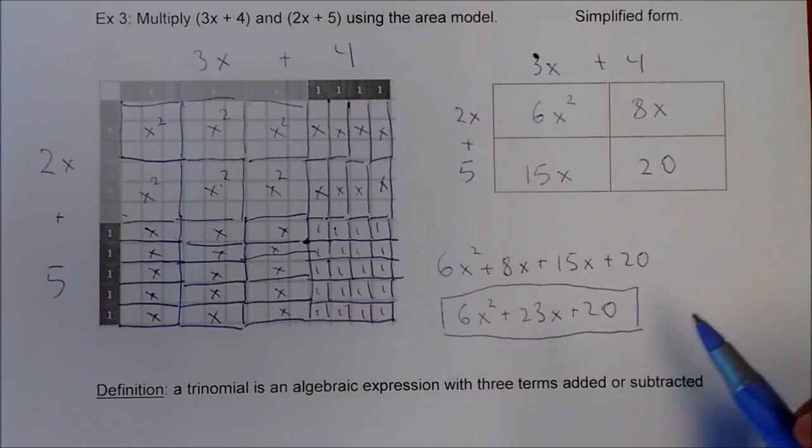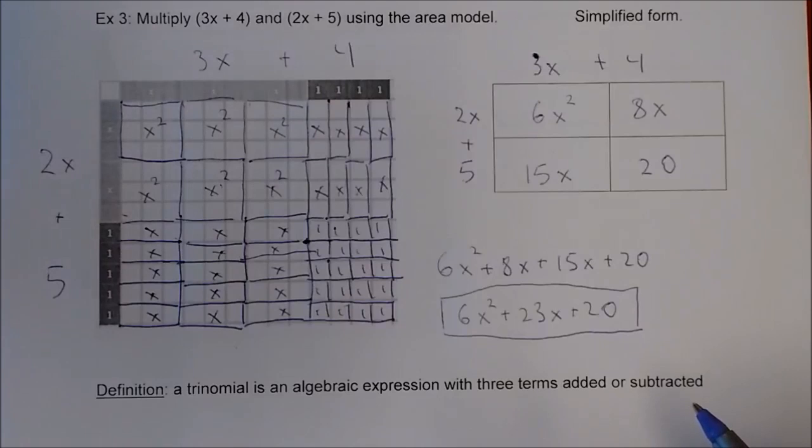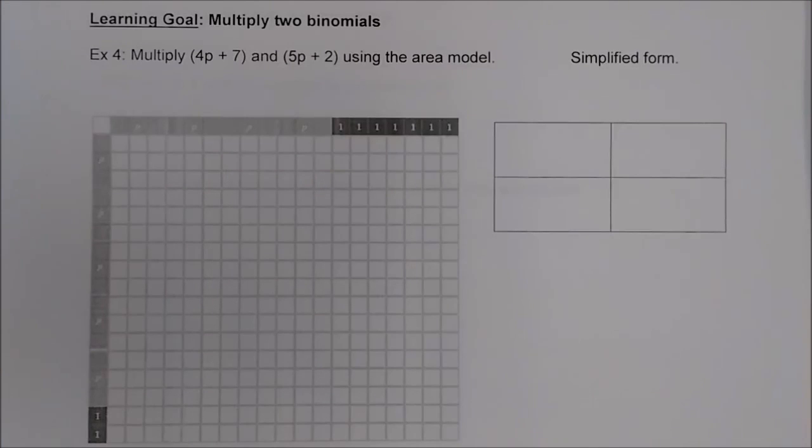Remember that you have to first combine like terms before counting how many terms there are. Here's one for you to try. In example 4, we're going to try to multiply 4p plus 7 and 5p plus 2 using the area model, and then using the simplified form. Now pause the video and try it on your own.